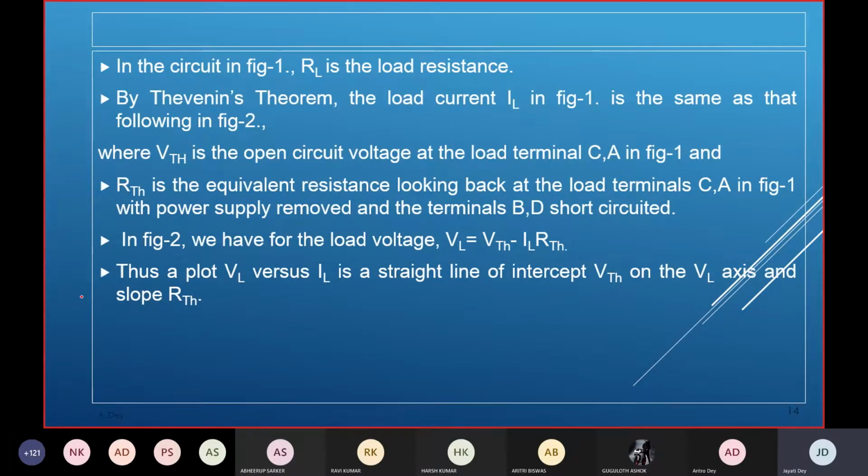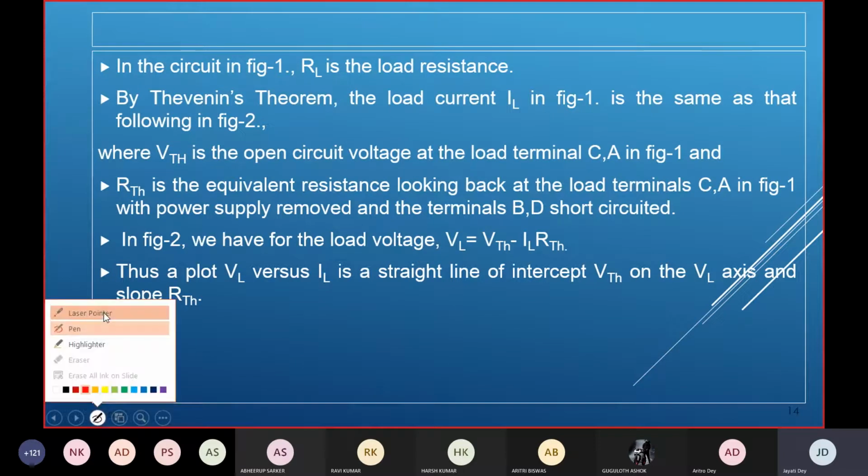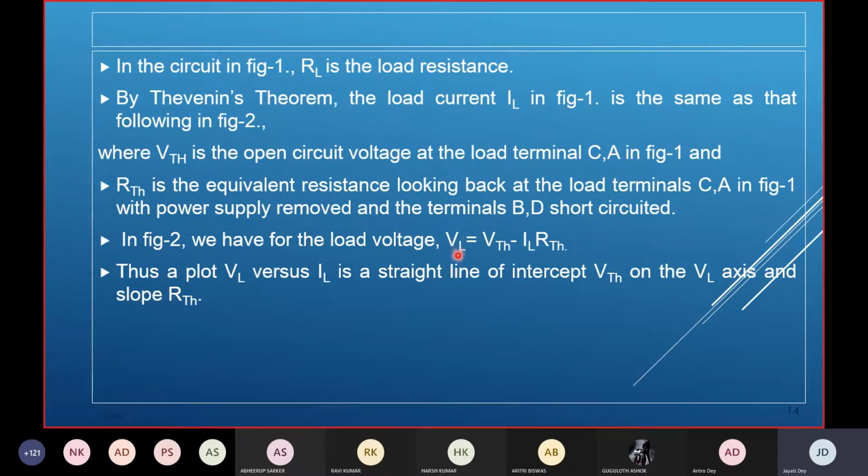So this, that already... sorry, let me take the pointer. VL equal to minus RThevenin IL plus VThevenin. So with varying RL, since we have taken up a rheostat, we can vary the position of the jockey to vary the load resistance RL, and we can have a plot VL versus IL.